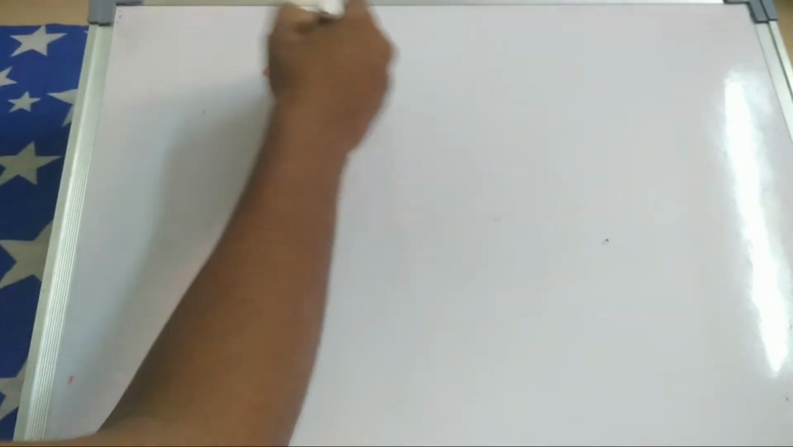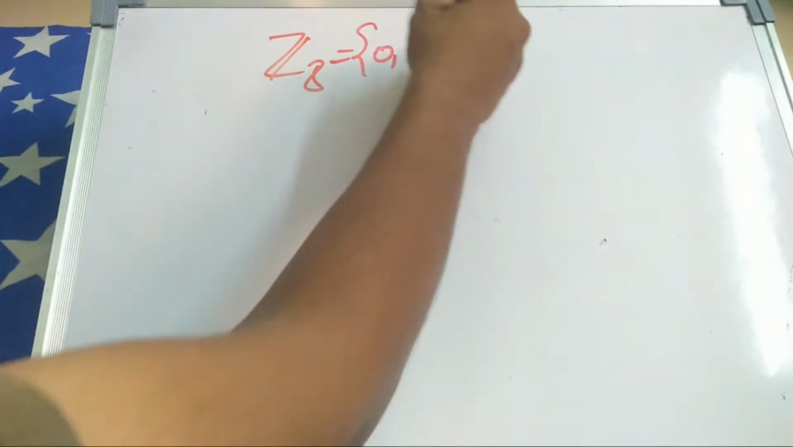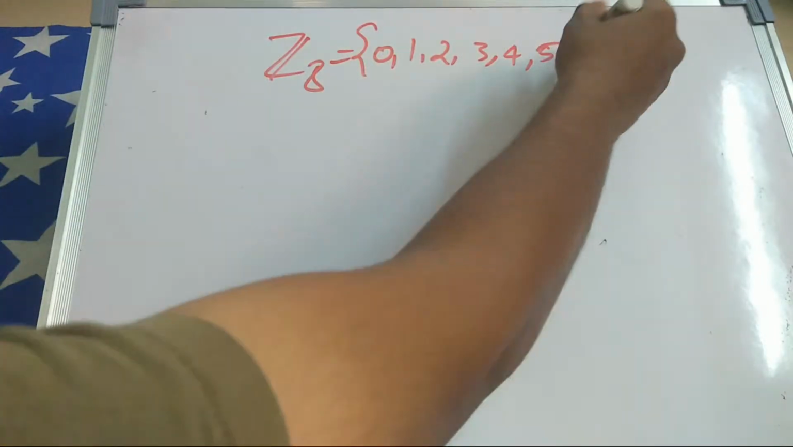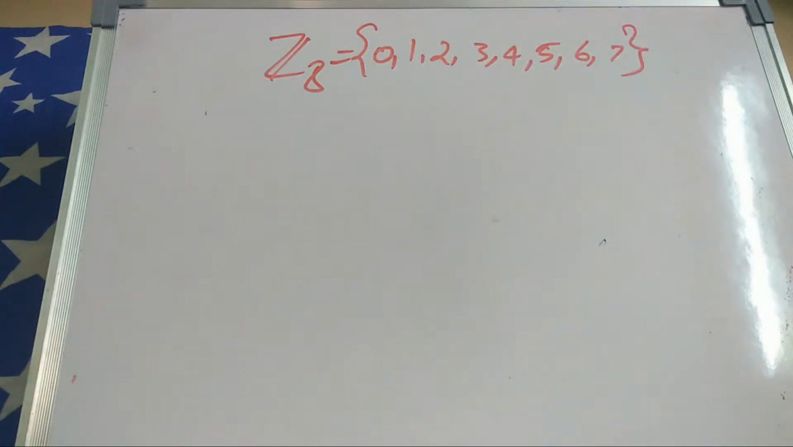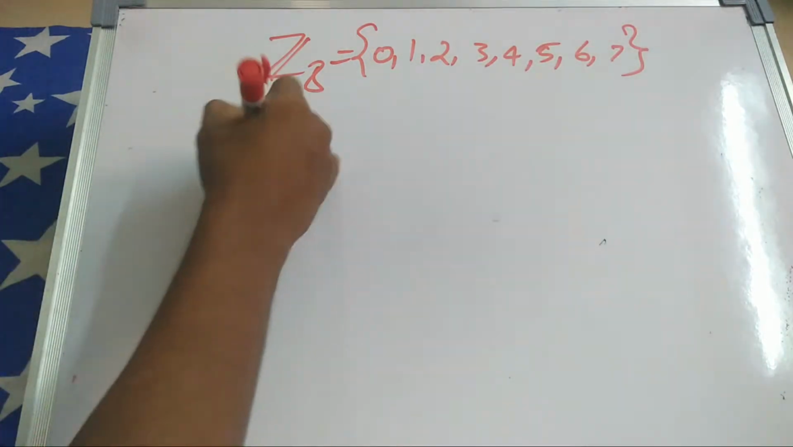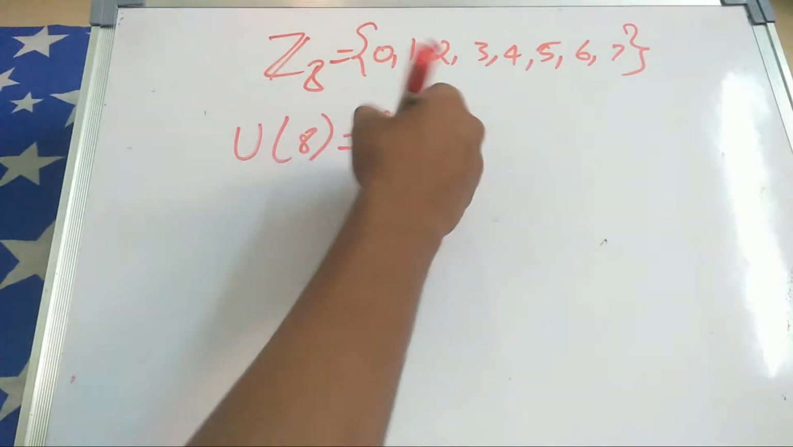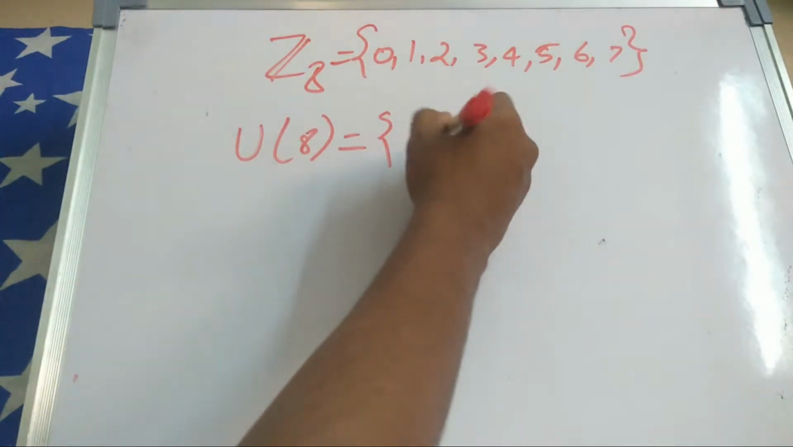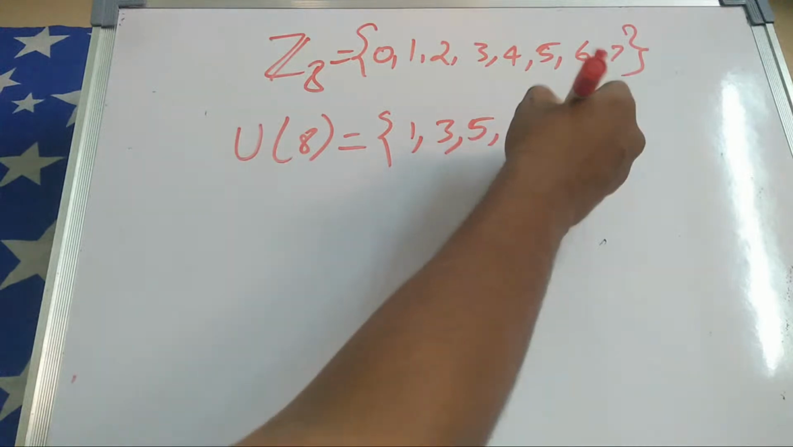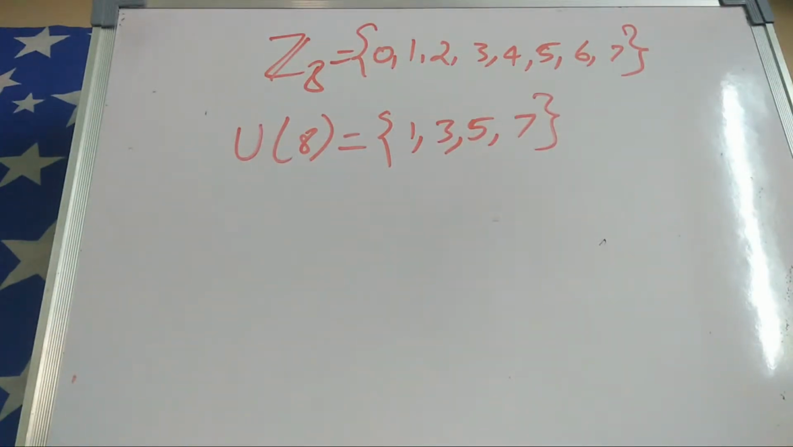So I think we can find for Z8. So Z8 will have 0, 1, 2, 3, 4, 5, 6, 7. Now U of 8 will have 1, 3, 5, 7. So these are all the numbers relatively prime to 8. Clearly this is going to form a group, an abelian group. We are going to check whether this is cyclic or not.